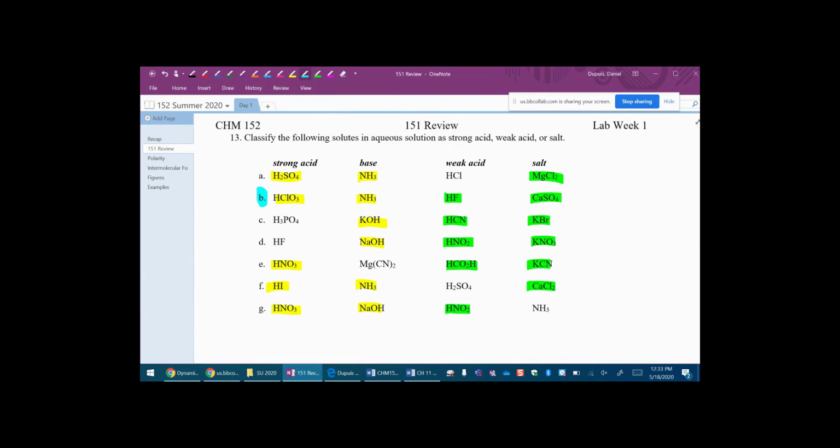That works. So let's write that down. Weak, weak, strong, strong. We're going to learn that cyanide becomes a base. So weak and strong. Good. All right. There's 13.